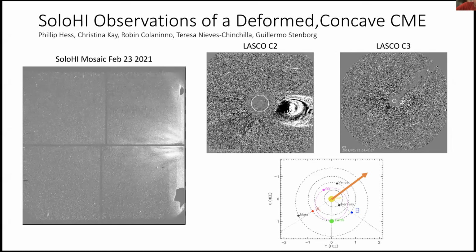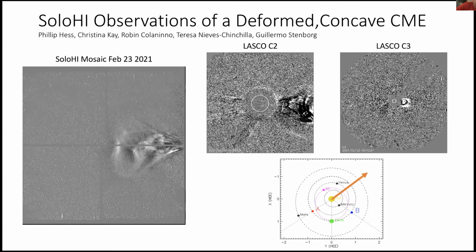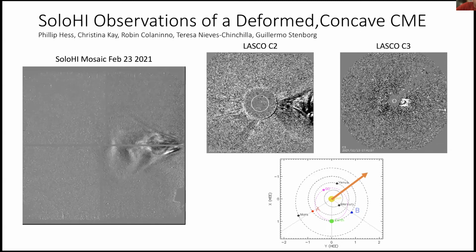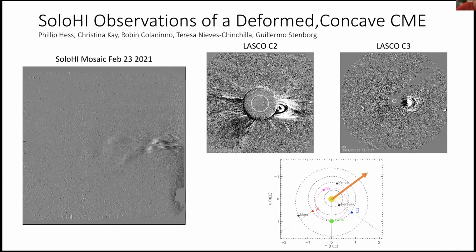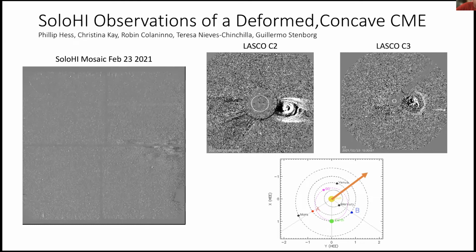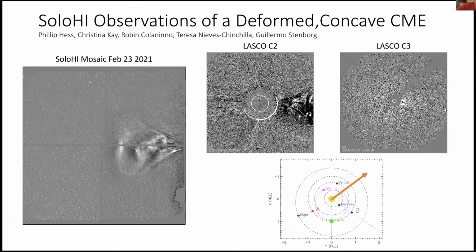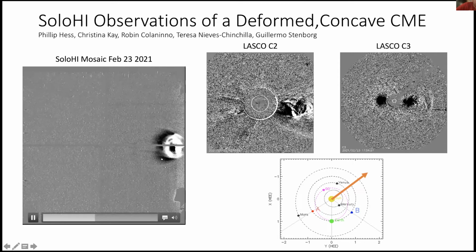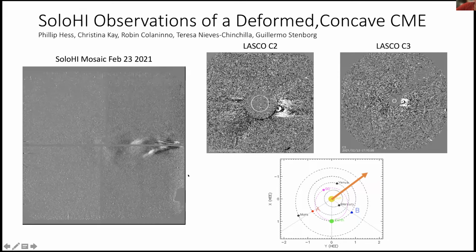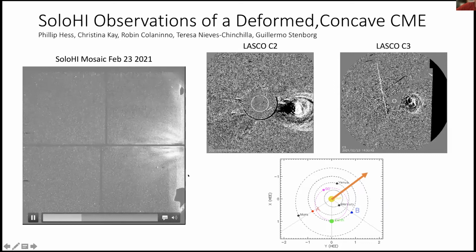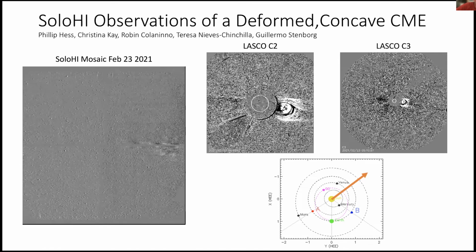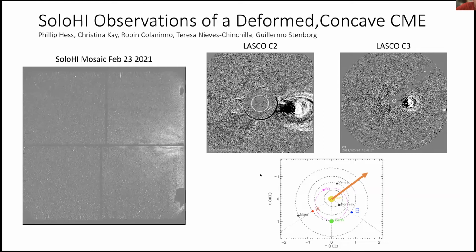For those of you that don't know, since SoloHI data hasn't really been that widely distributed yet, it's a 20-degree field of view heliospheric imager composed of 4 individual tiles in a mosaic format, which is why in this movie on the left you see this cross pattern in the middle. This CME from February 23rd was the first CME we saw in a quasi-synoptic mode when we had all 4 tiles running at a good cadence.